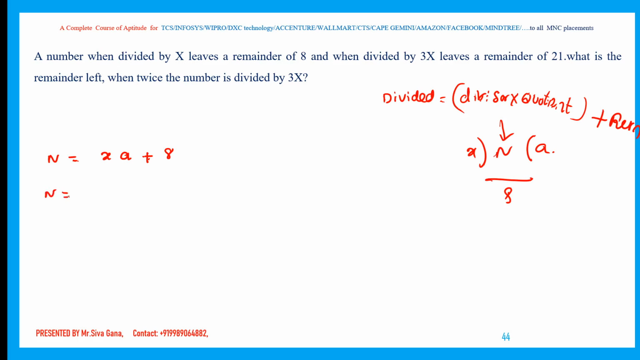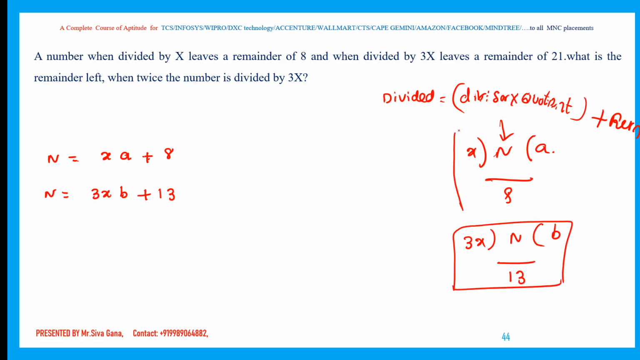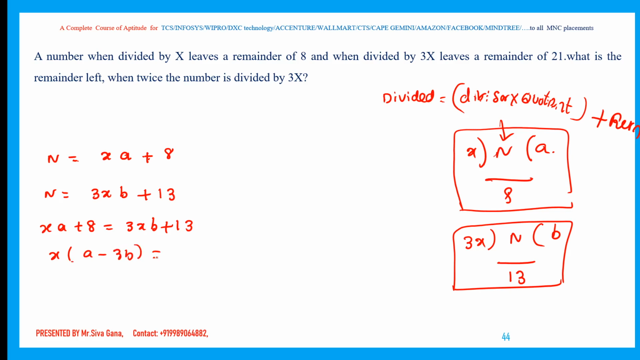We get the same number when divided by 3x. When divided by 3x, let us say the coefficient is b, and the remainder is 21. These two are given. In both the cases the number is the same, right? Number is the same. Okay, if we equate these two, xa plus 8 is equal to 3xb plus 21, bringing the x terms on the same side and making it common as x, x(a minus 3b) is equal to 21 minus 8.